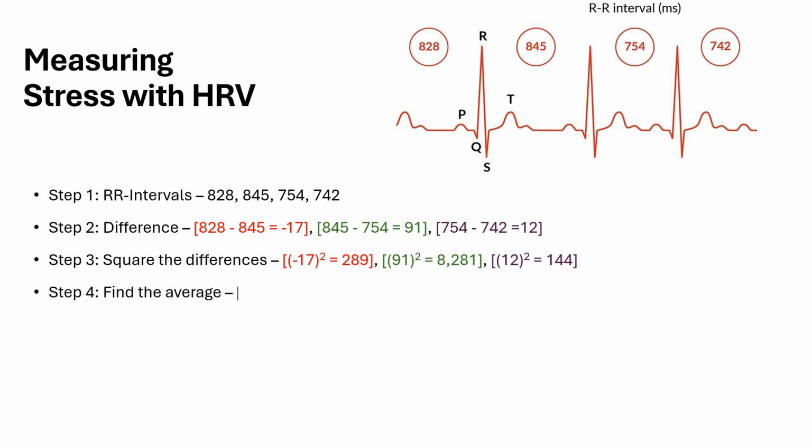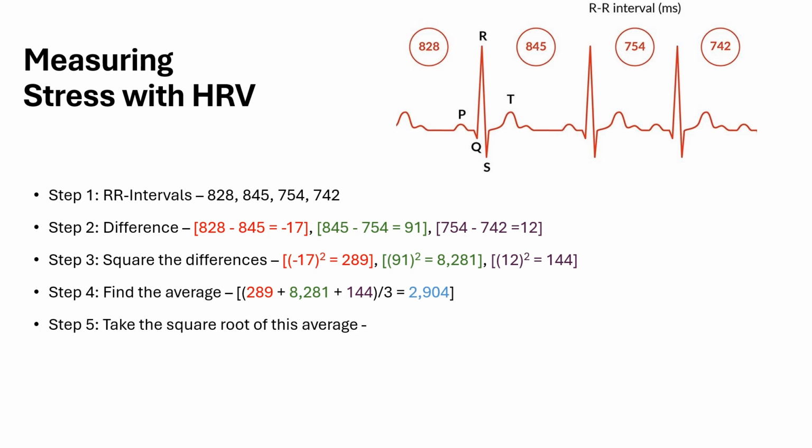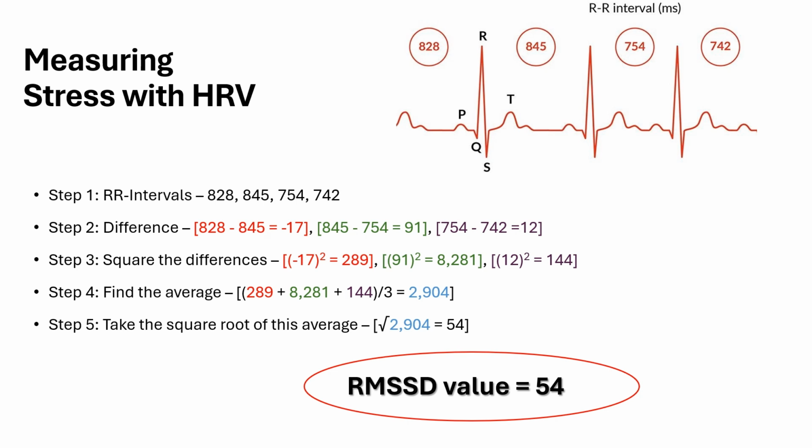Now we need to find the average of these squares in step 4. So we've got to do 289 plus 8,281 plus 144 divided by 3, which is 2,904. Now the final step, we need to take the square root of this. So the square root of 2,904 is 54. So our RMSSD value is 54. This is our stress score value.